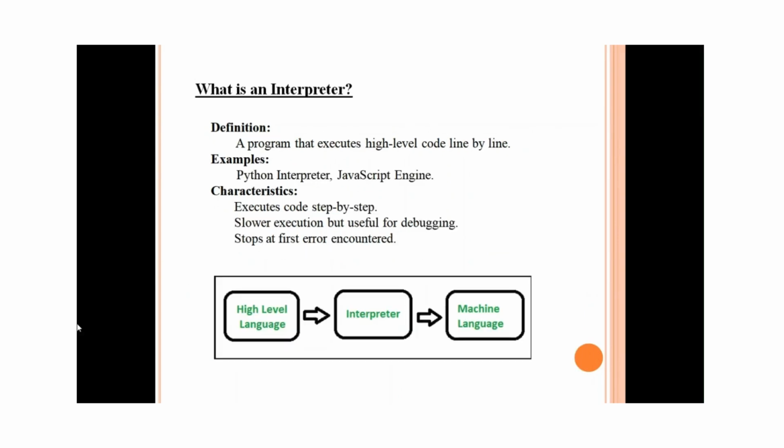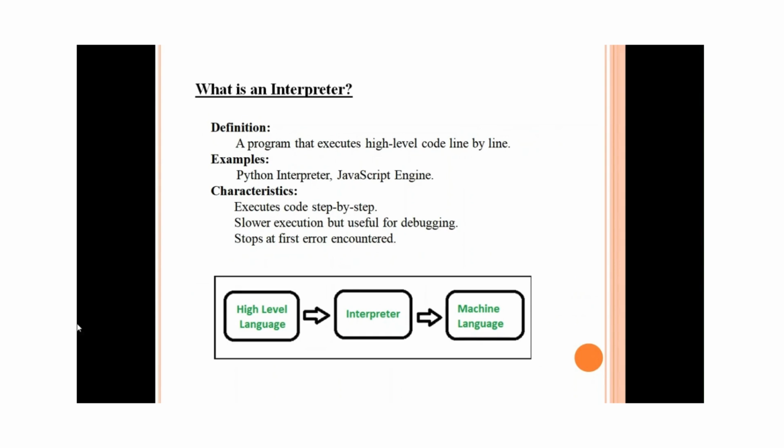Coming to the interpreter. An interpreter is a program that executes high-level code line by line. This interpreter also does the same thing, which is converting the high-level language code to machine understandable language. But when it converts the code between these two languages, it executes line by line. The famous examples are the Python interpreter and the JavaScript engine.